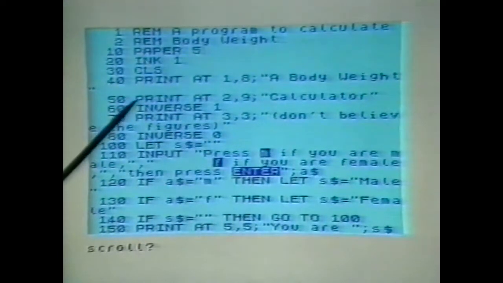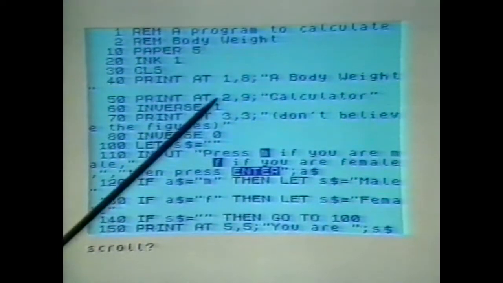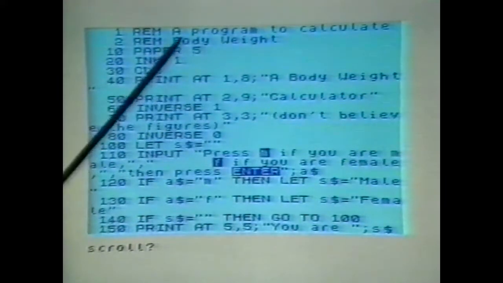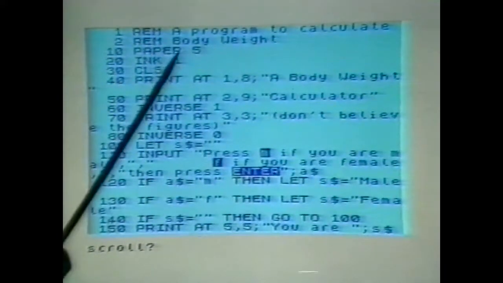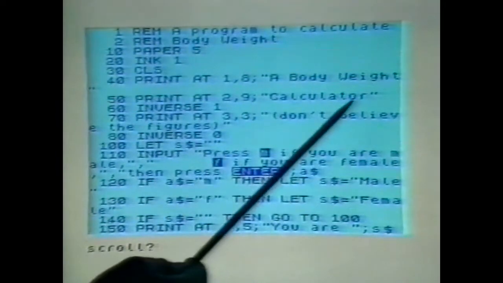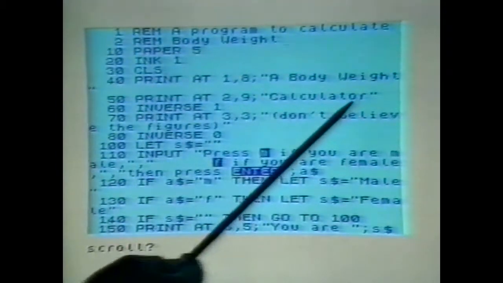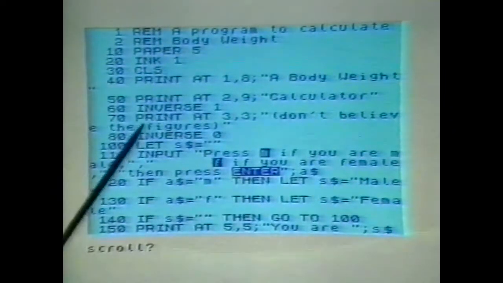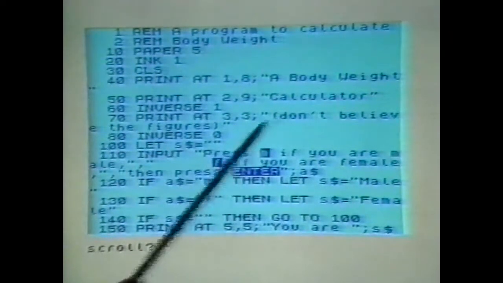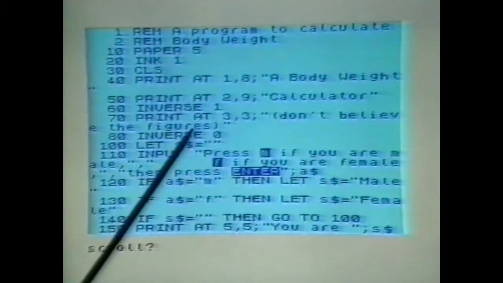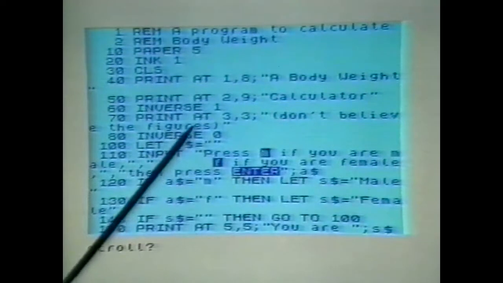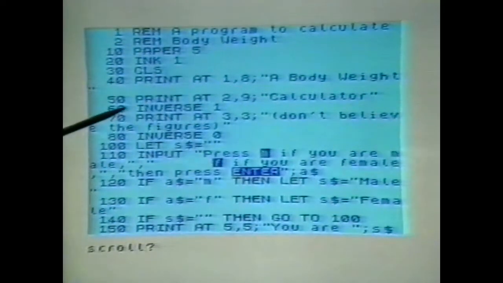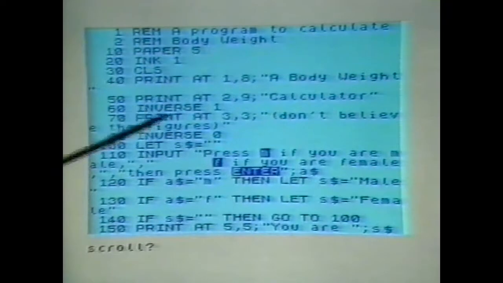In the same way, the next print statement prints at line 2, position 9. So line 2, position 9, the word calculator. Now this print statement printed out don't believe the figures. But they were printed out in reverse printing. Instead of dark blue writing on pale blue paper, it was the other way around. And that's because of this line. Line 60 says inverse 1.